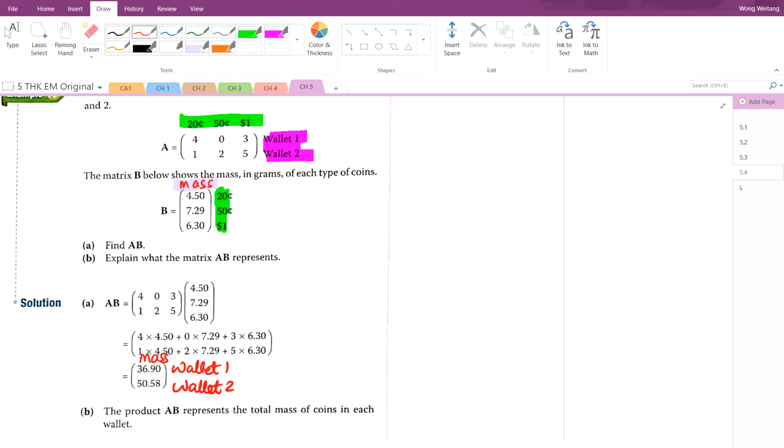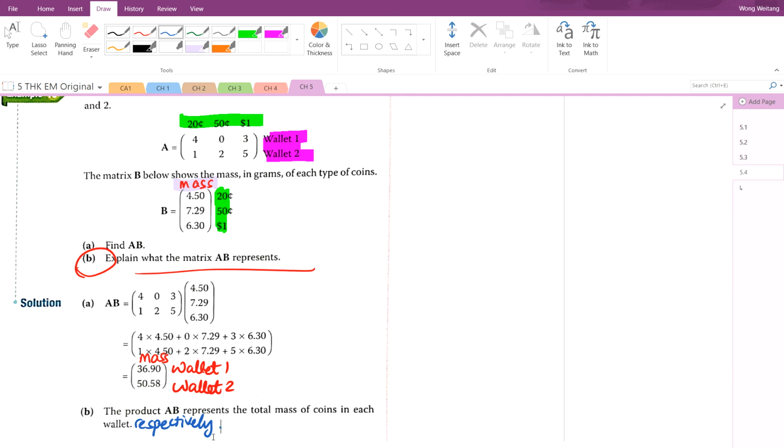So now, see, part B. Explain what the matrix represents. I told you it will come out. They always end off like this. Explain what it represents. Then you have the answer already. It is like in a table form. The first, 36.9, must represent the mass in wallet 1. Then the 50.58 must represent the mass in wallet 2. And how do you write it in words? We said that the product represents the total mass of coins in each wallet, respectively. Okay? Does it make sense to you?